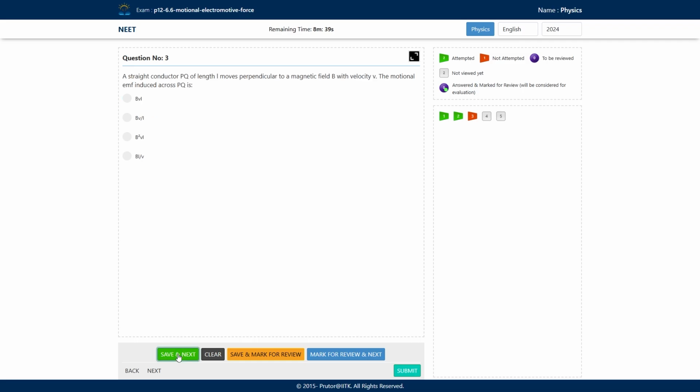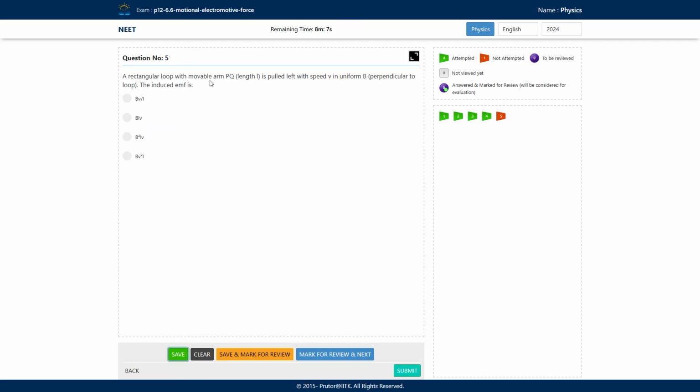Okay, first option. A straight conductor PQ of length L moves perpendicular to a magnetic field with velocity V. The motional EMF induced across PQ is. Yes, first option. In a stationary conductor placed in a time-varying magnetic field, the induced EMF is due to: Lorentz force from magnetic field, electric field produced by time-varying magnetic field, motion of free charges, or static electric charges. Yes, B.